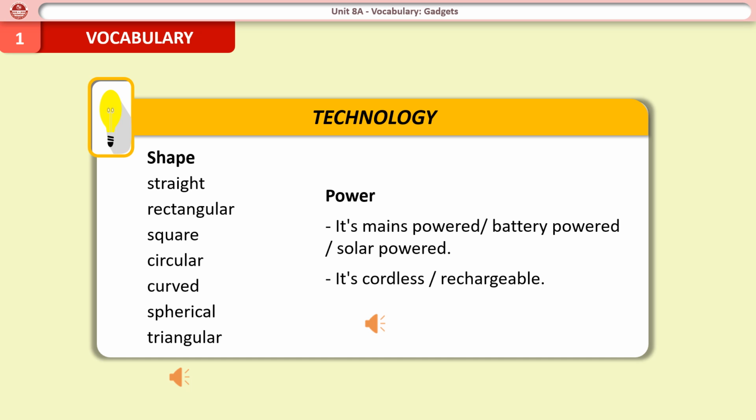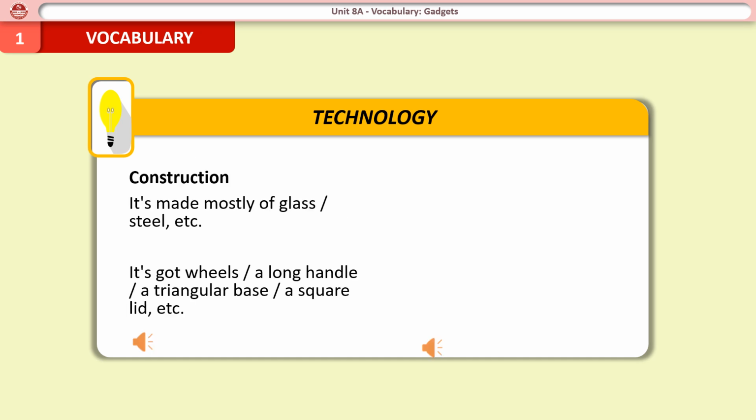Aside from shape and power, sometimes you can also describe the construction of it. So what does it mean, construction? It means how the product or that gadget is made. So you can talk about the material of it, and any kind of special features that it can have. Let's listen to the pronunciation. Construction, it's made mostly of glass, steel, etc. It's got wheels, a long handle, a triangular base, a square lid, etc.